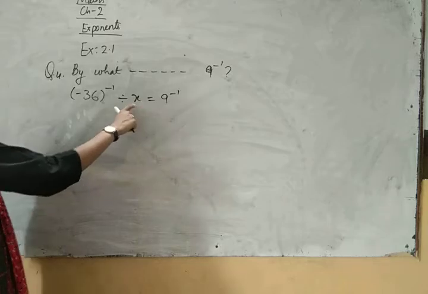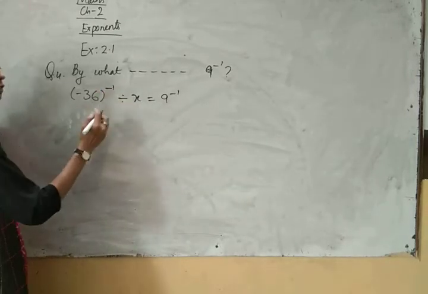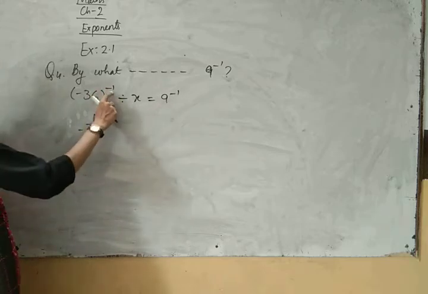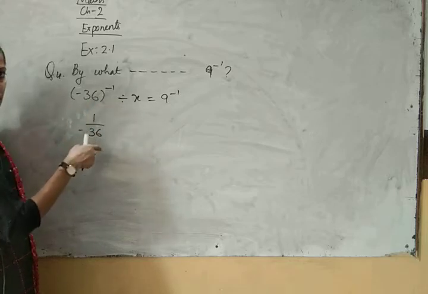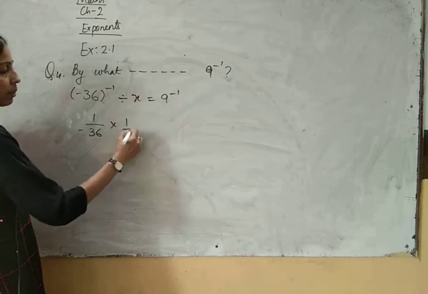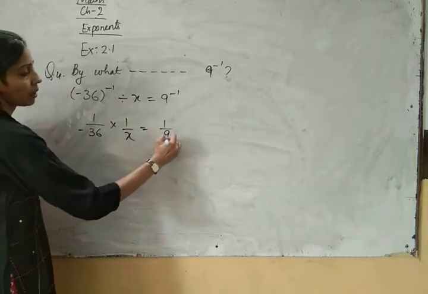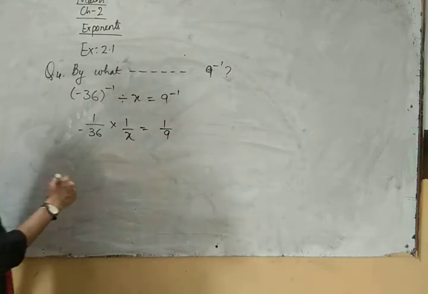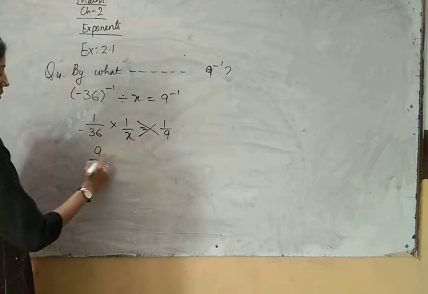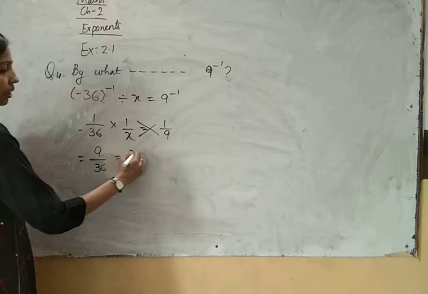So we take the number x. We have to find x. Minus 36 to the power minus 1 will become 1 upon minus 36. As I have told you earlier, minus power will reverse the digits. Multiply by 1 upon x. Divide will become multiply. And this will become 1 upon 9. Now we will cross multiply. 9 comes in the numerator position and x will go in the numerator position there.